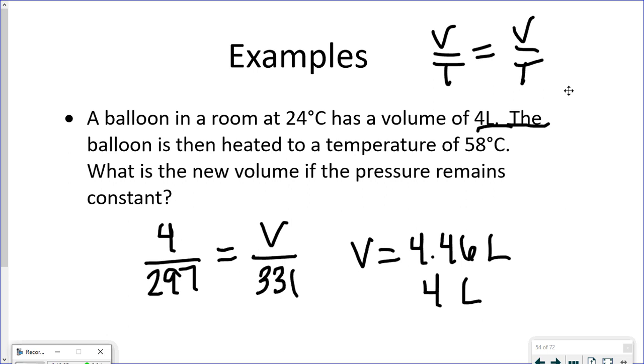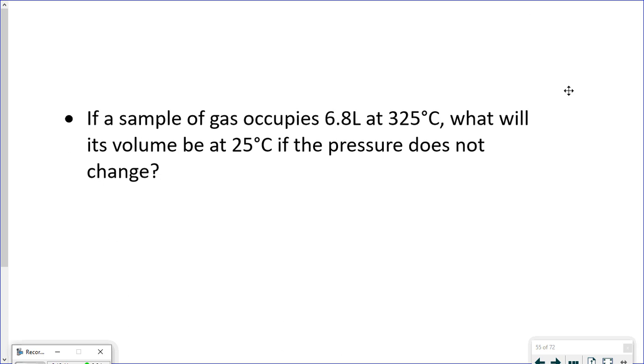Let's look at another example with Charles's law. So that, remember, was V over T equals V over T. So if a sample of gas occupies 6.8 liters at 325 degrees Celsius, what will its volume be at 25 degrees Celsius if the pressure does not change?